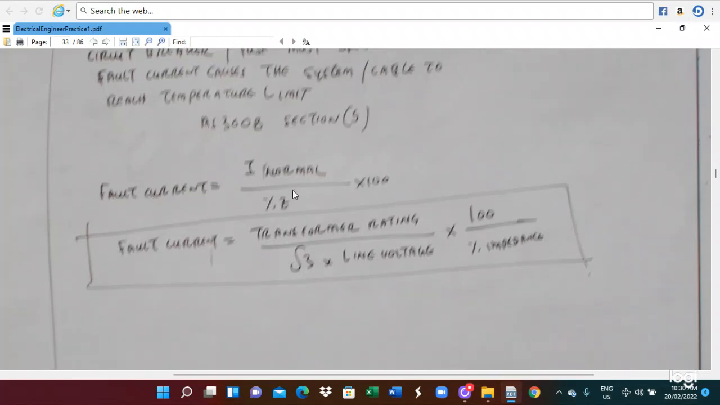The fault current is also calculated with an equation. Fault current is the normal current divided by percentage impedance, multiplied by 100. In this case, for the normal current, we calculate: transformer rating kVA divided by root 3 into line voltage, and then 100 divided by percentage impedance. This is the way we calculate the fault current.